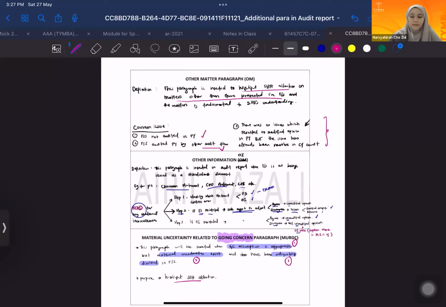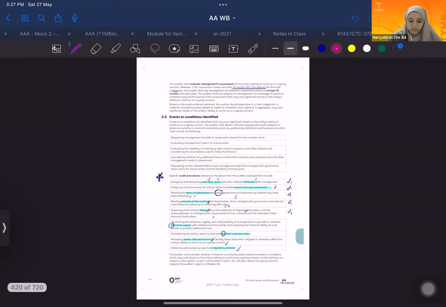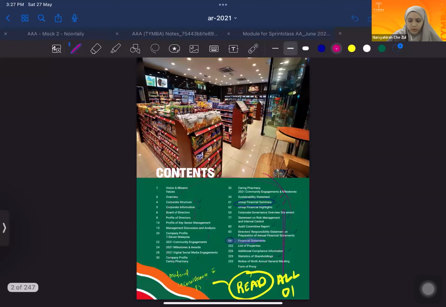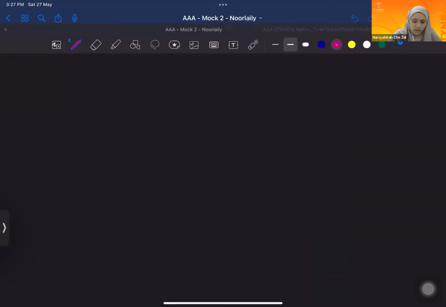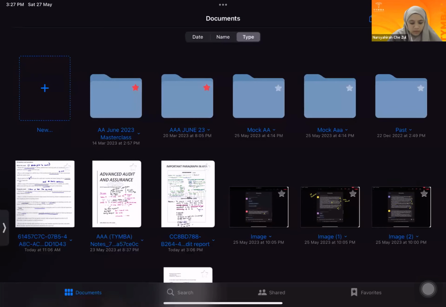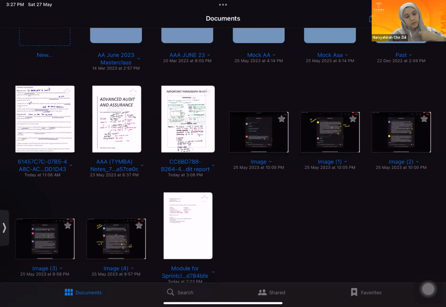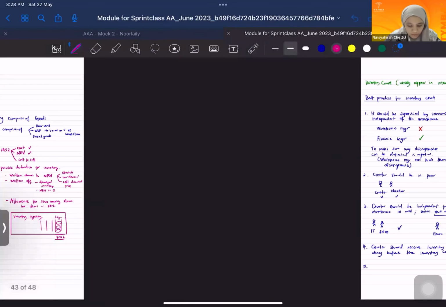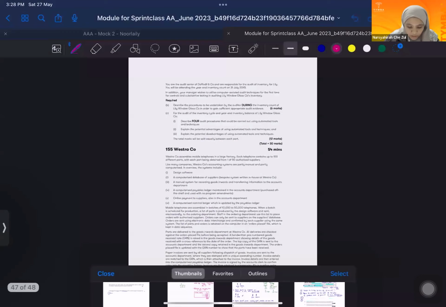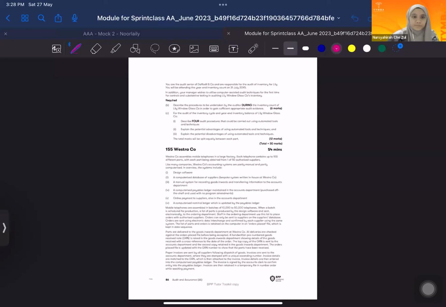Okay, now let's go to subsequent events. Where is the subsequent event question? I don't want to go through the theory part of subsequent event anymore, because this is a sprint class. Of course, we want to focus on exam questions. Did I include this in the module? I don't think so. It's okay. Give me a few seconds, I will extract a question for you relating to subsequent events.